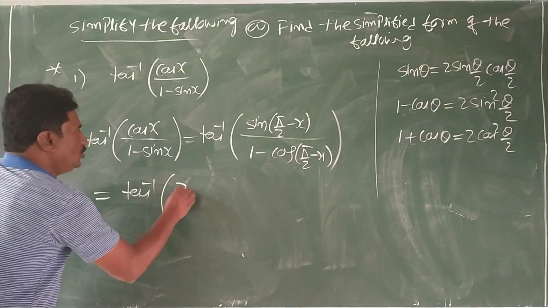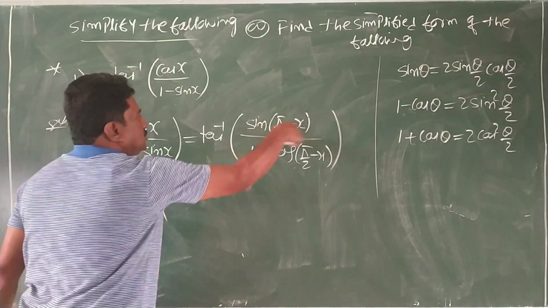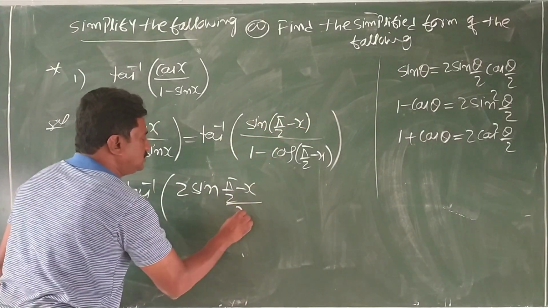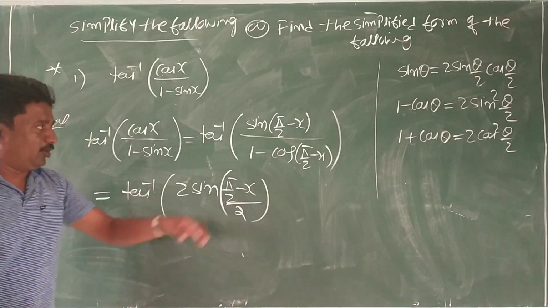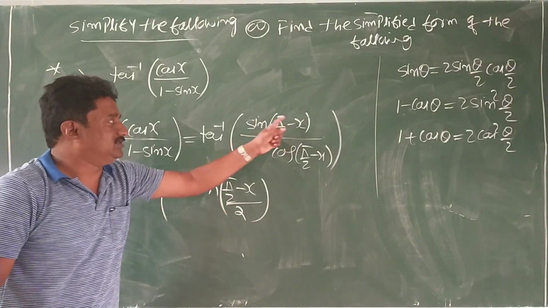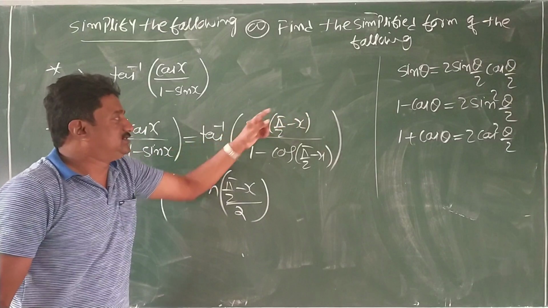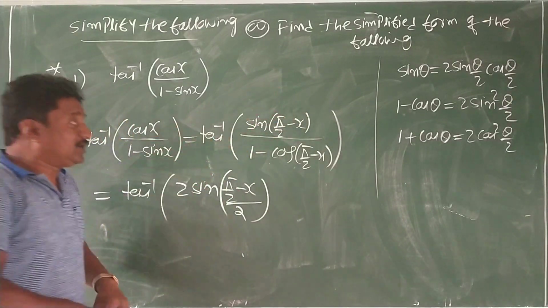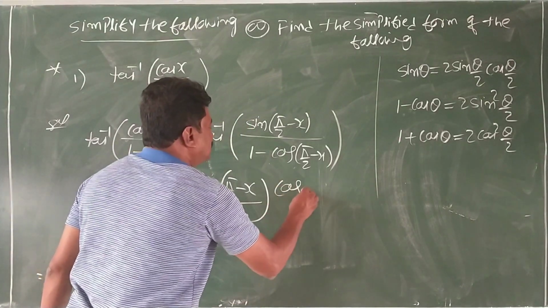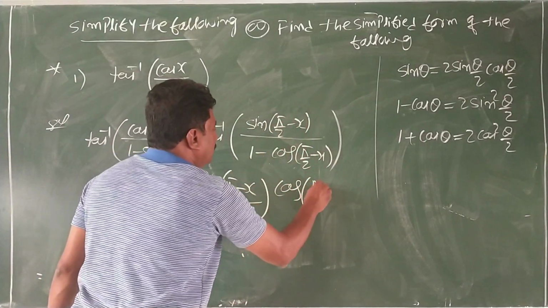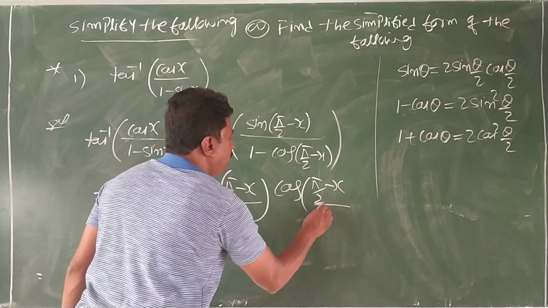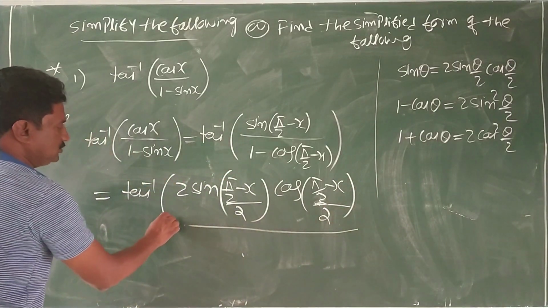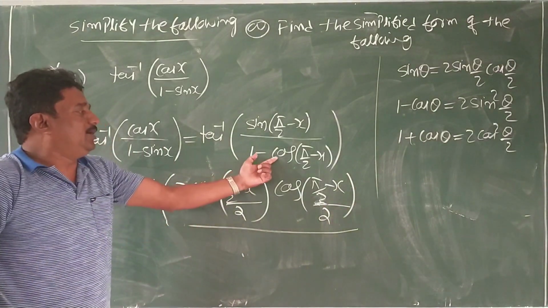I write that. 2 sin. How much is theta, students? This is theta, pi by 2 minus x. 2 sin theta by 2, pi by 2 minus x by 2. I hope you are understanding. Sin theta, you take this as theta, 2 sin theta by 2 according to the formula, into cos theta by 2, this is theta, pi by 2 minus x, divided by 2.